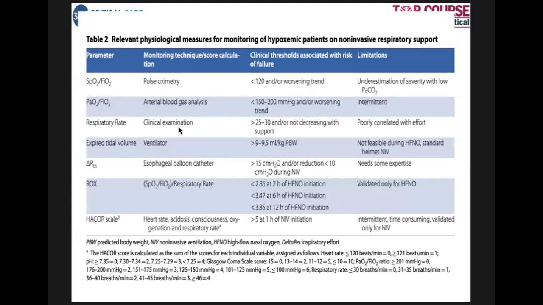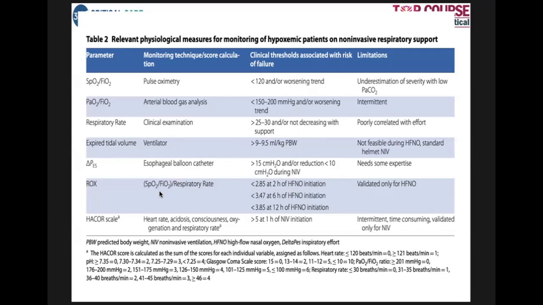And respiratory rate can also be used as a part of clinical examination. When it is more than 25 to 30, it indicates severe disease. And expired tidal volume from the ventilator can be used. When it is more than or equal to 9 to 9.5 ml per kg of predicted body weight, it indicates failure. And even esophageal manometry can be used to monitor hypoxemic patients, where if the delta PES is more than 15 centimeters of water, or the reduction is less than 10 centimeters of water during NIV, then it indicates failure.